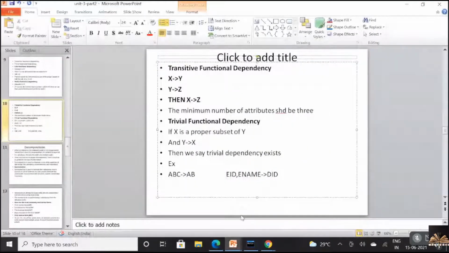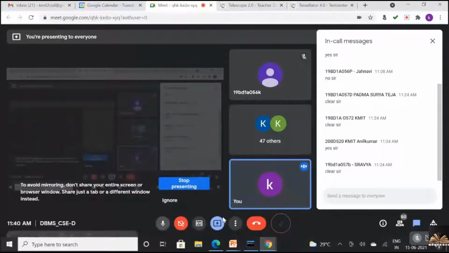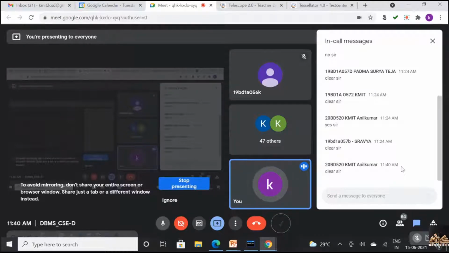Is it clear? Any questions? All of you, is it clear, or do you have any questions on what a functional dependency is and what the different kinds of functional dependencies are? I'll be talking about multi-valued dependency when I'm talking about the normal forms.